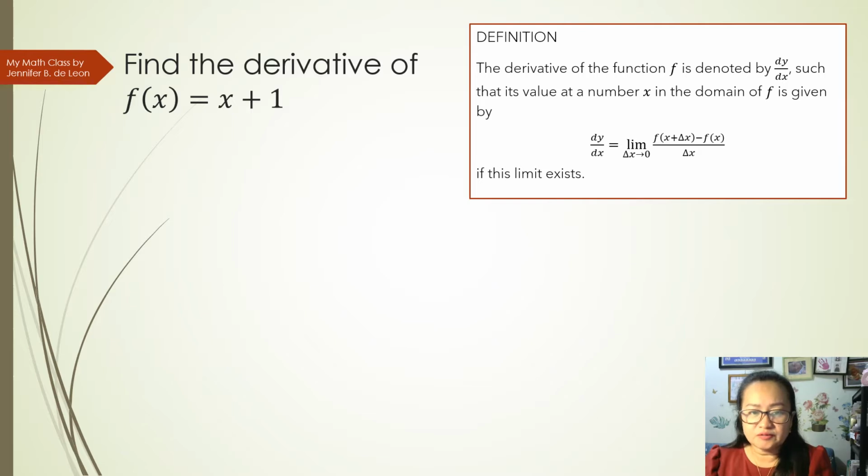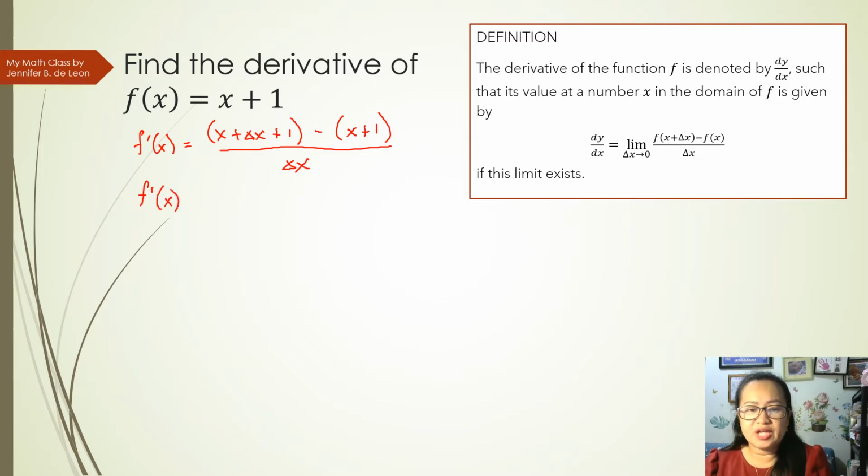Find the derivative of f of x equals x plus 1. Now, applying what we have learned, we will have f prime of x is equal to (x plus delta x plus 1) minus (x plus 1) all over delta x. Now, we simplify further. We will have x plus delta x plus 1. Distribute this negative sign. So we will have negative x minus 1 all over delta x.